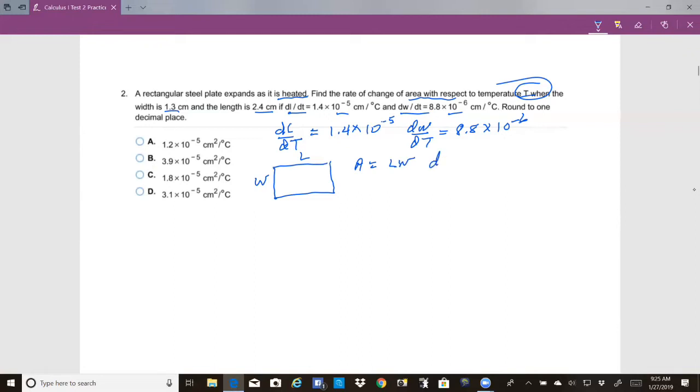And dA/dT would be d/dT of L times W. Now here we have a product, so we need to use the product rule and the chain rule. So dA/dT is going to be L dW/dT, that's the first times the derivative of the second, plus the second, W, times dL/dT.